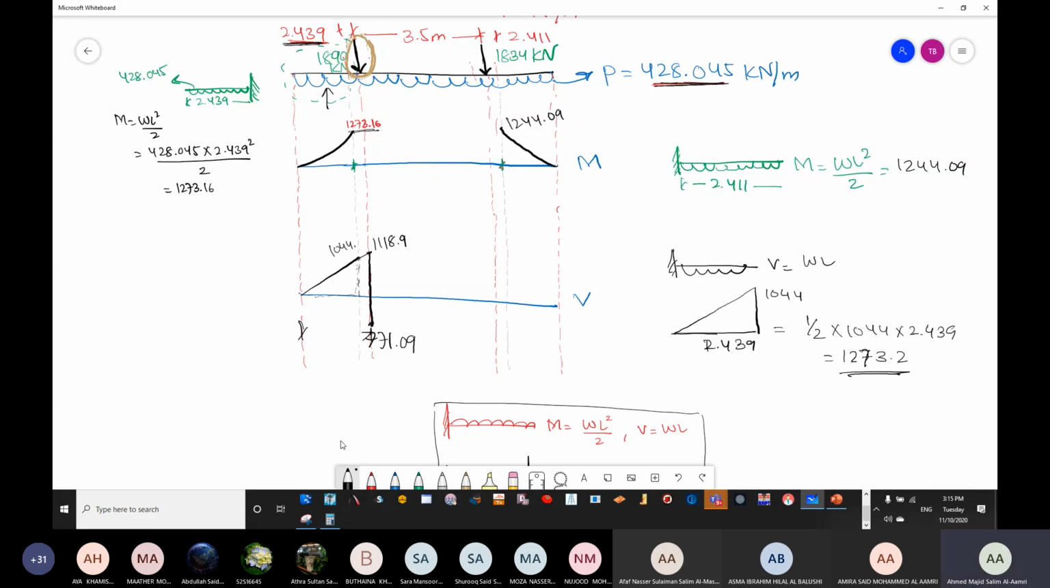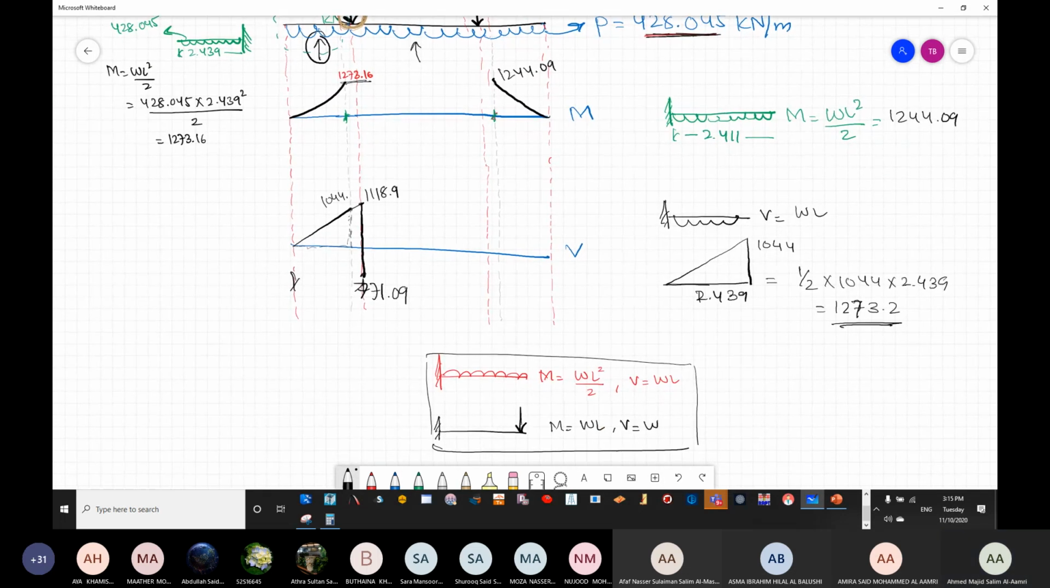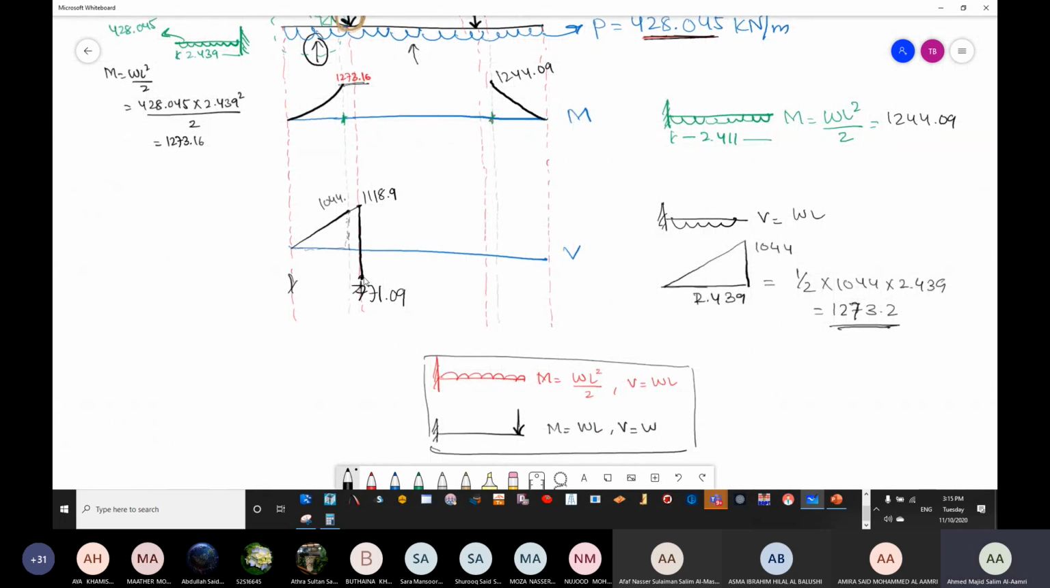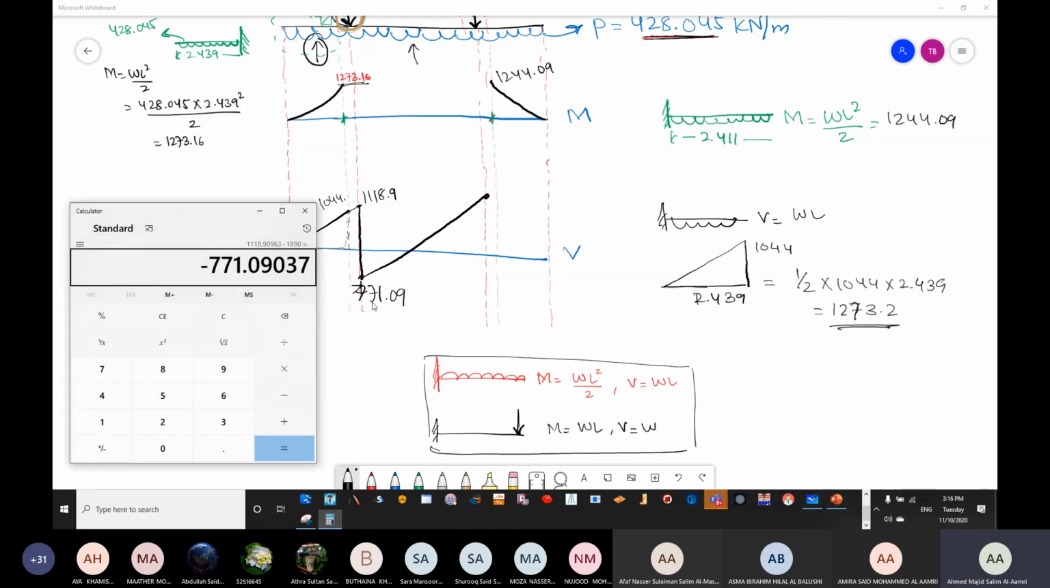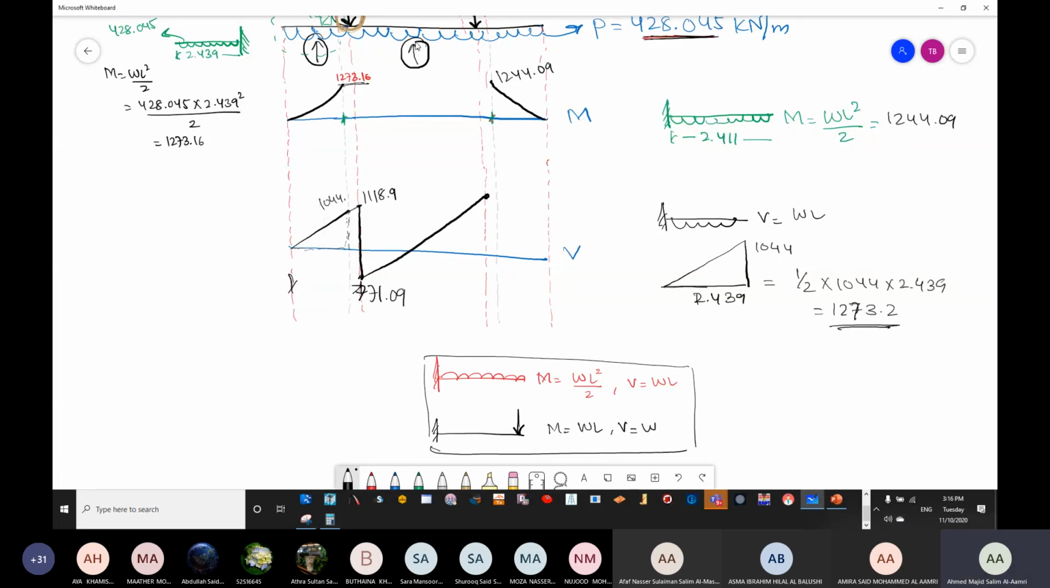Now, after having finished that, here upwards, here downwards, once again we have upwards here. Okay, you will see that this will go up now because of the upward force. This will go up, right? Now, can you give me this value? Now, if you remember, I was at the point of minus 771.09, and I need to increase. How much to increase? I need to increase by the value of this upward force.